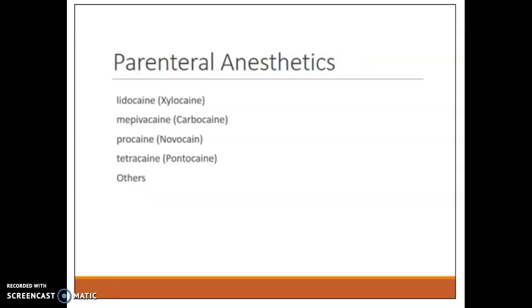You probably recognize some of these parenteral anesthetics: lidocaine, mepivacaine, procaine, tetracaine. Notice that they all end in -caine. So this is a key to learning your classes of medications. Look at the suffix. Often they carry the same suffix. That's simply because, remember, their generic name is their chemical name, and that is their chemical structure, or at least part of their chemical structure.